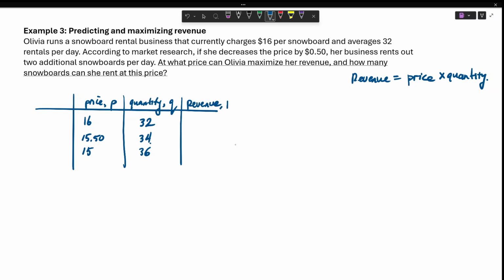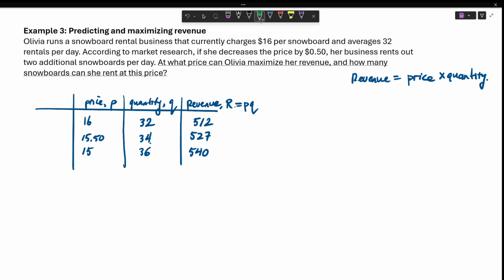So again, this is kind of like a brute force approach. I wouldn't recommend it, but just to get an idea, we know that the revenue is the price times the quantity. So the original price and quantity is 16 and 32. So in that case, her revenue will be $512. If she went down by 50 cents, she would get 2 more sales. 15.50 times 34 is 527. One more time, 15 times 36 is 540. Okay, so maybe it is going up, but it can't go up forever. That would be ridiculous, right? So where exactly is the maximum?